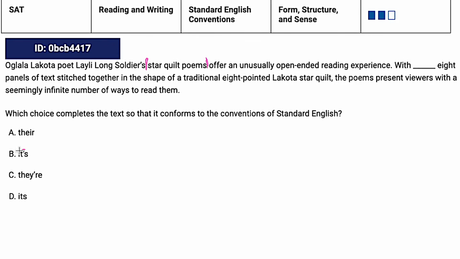So we know it's not B, we know it's not D. Is it possessive or is it they are? With they are 8 panels, reading it out loud makes it pretty clear. It has to be possessive. And yeah, they do possess these panels, these panels are a part of them. So it would be A, their, possessive.